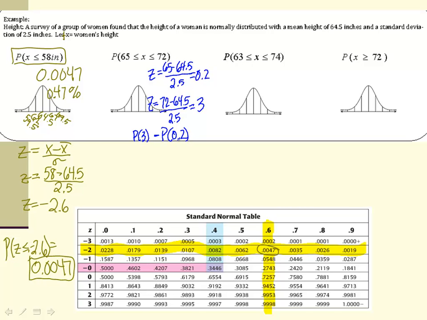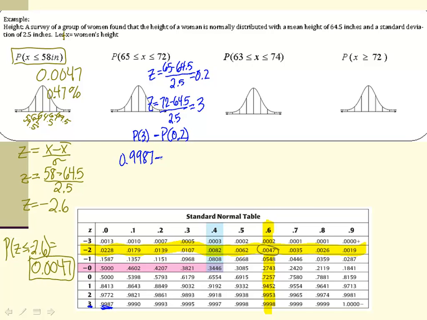So the probability of 3, we're going to have to look at our table. So find 3 down the left column, and it's 3.0, so it's this value right here, 0.9987. That's the probability really of it being less than 3. So the probability of it being less than 3, which is the same as being less than 72, is 0.9987.